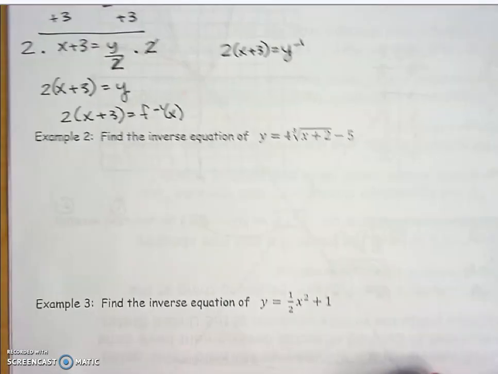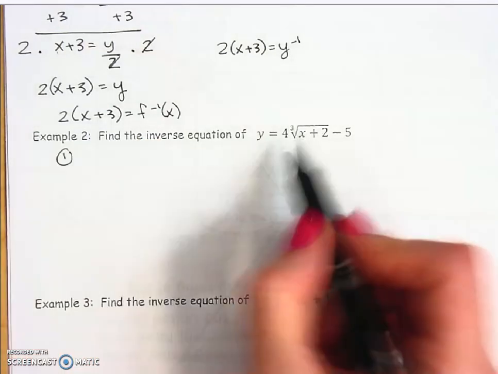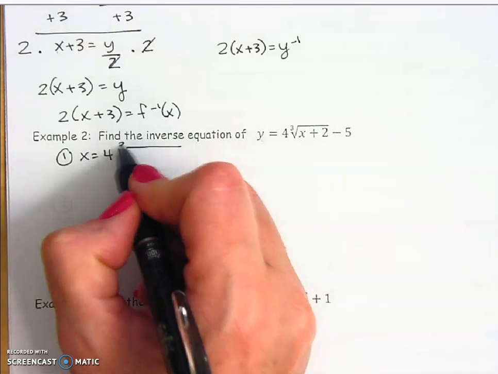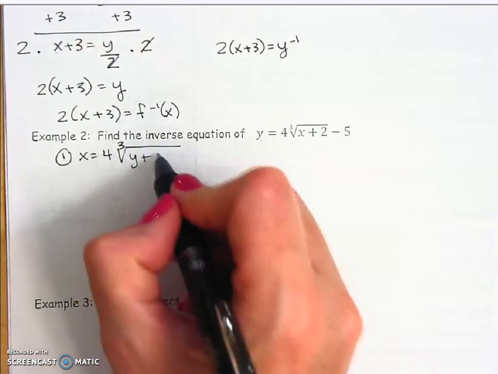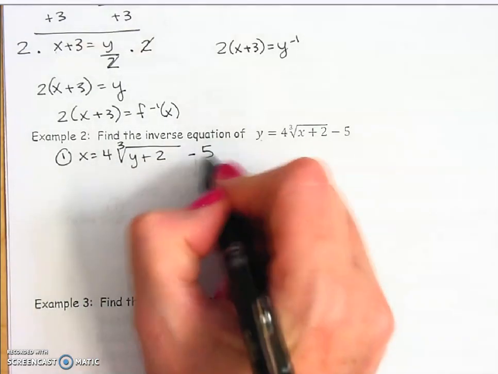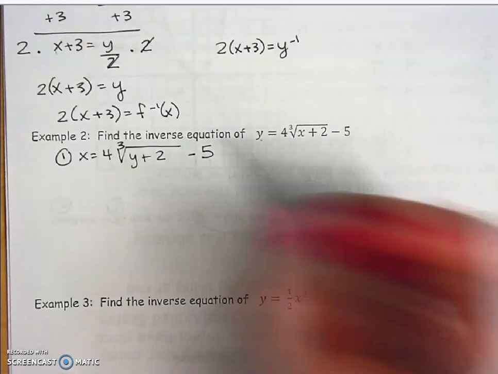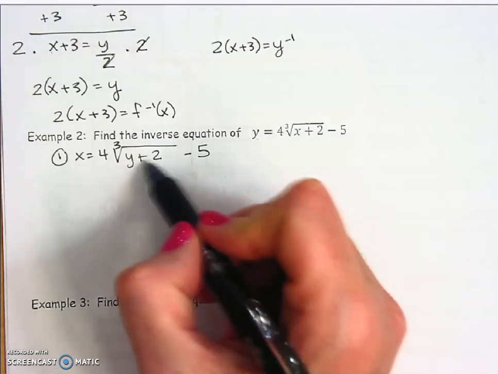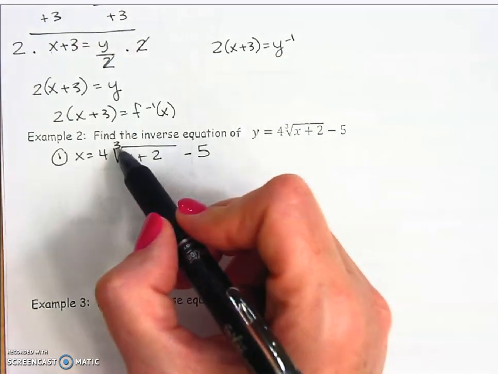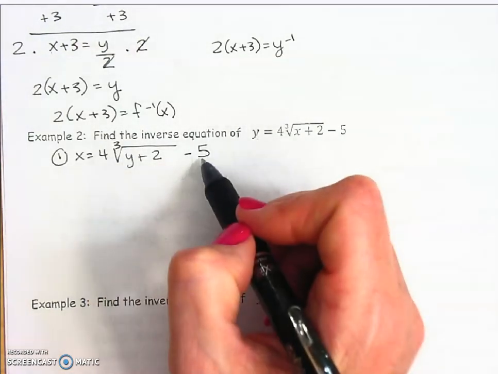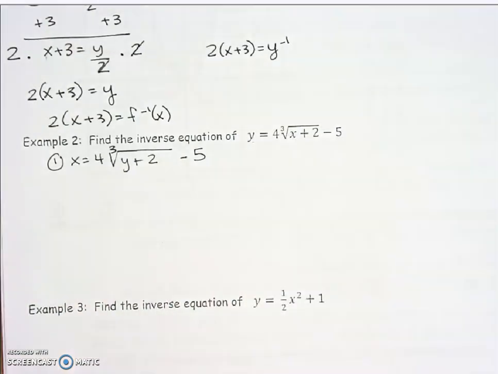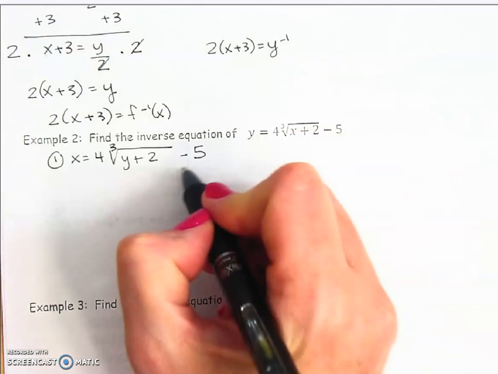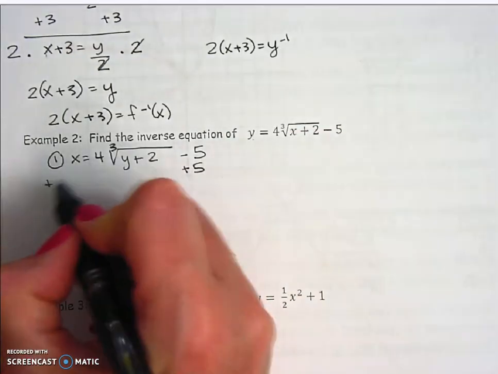All right, so the first step here, again, is to switch the x and the y. So x equals 4 cube roots of y plus 2, and then minus 5 on the outside of the radical. So now I need to get y isolated, but there's a lot happening. There's a plus 2 inside, there's a cube root of 3 times 4, and a minus 5. So we're going to start at the operation that's farthest away from the y, which is this minus 5. So I add 5 to both sides.